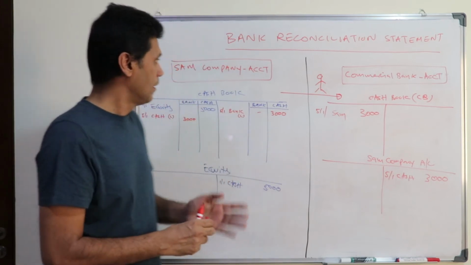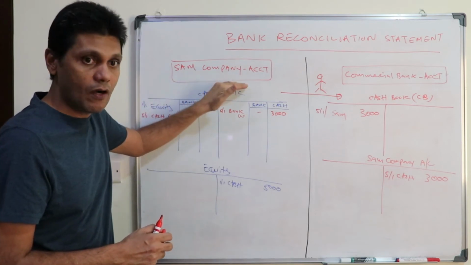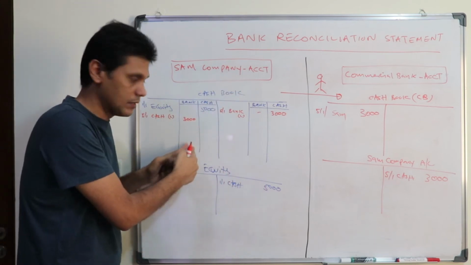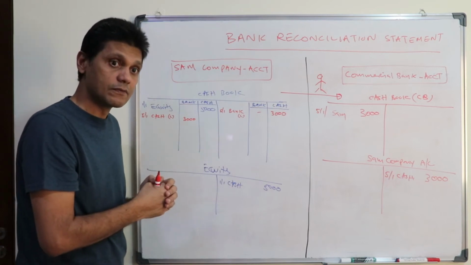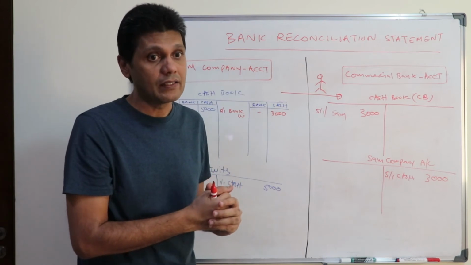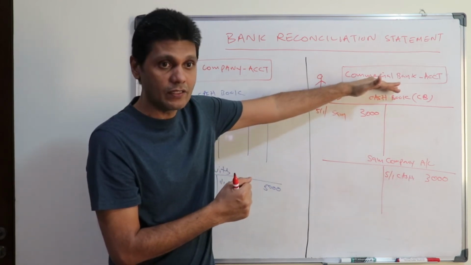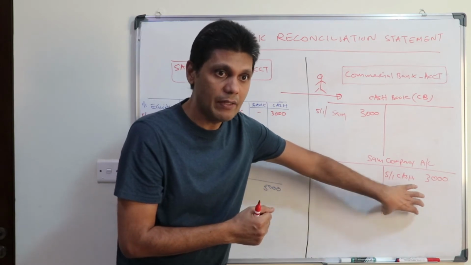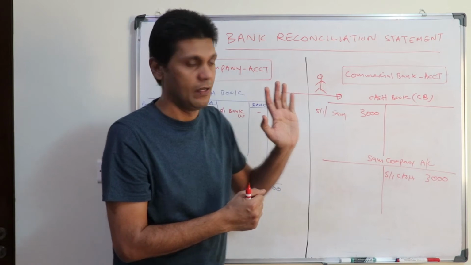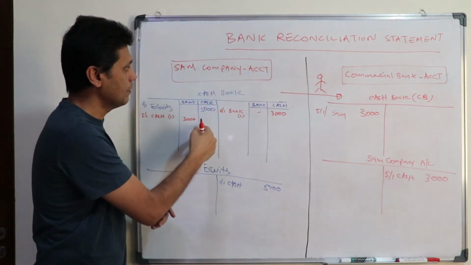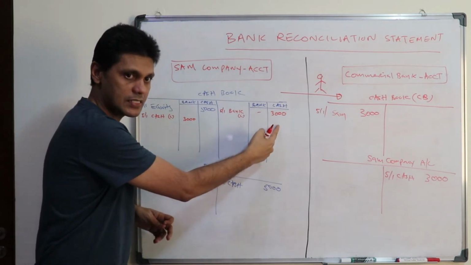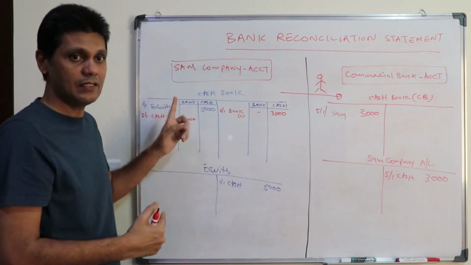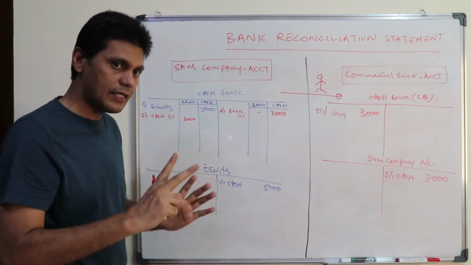Now we are learning the first concept. What is the first concept? From the point of view of the Sam Company accountant, when he deposits money in the bank, he will debit the bank column of his cash book. However, the commercial bank accountant will credit the Sam Company account because it's a liability towards them. When Sam Company deposits money, it reduces one asset and increases another asset, so you have to increase the bank balance. Is that clear, that first concept?